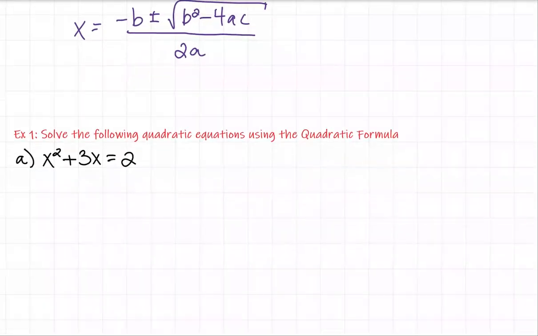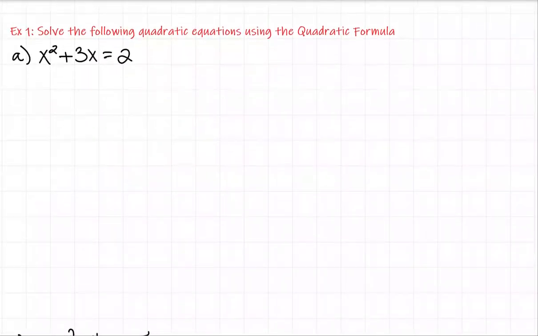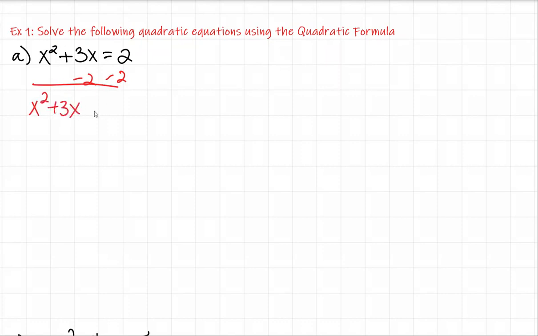Solve the following quadratic equations using the quadratic formula. So the very first thing we usually want to do is, well, it needs to be in that standard form equals 0. So here we don't have an equals 0 quite yet. We need to get rid of this 2, move it to the other side. So minus 2, minus 2. x squared plus 3x minus 2 is equal to 0.